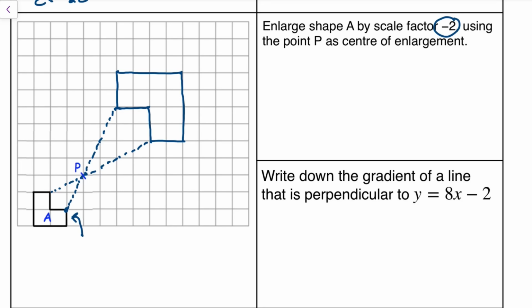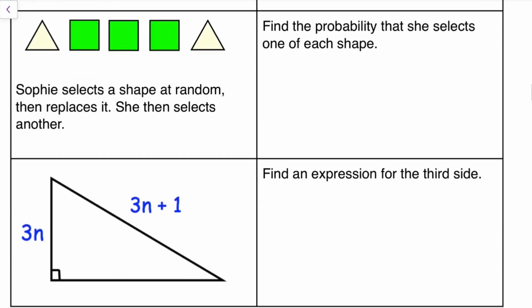Then it says, write down the gradient of a line, which is not to do with it at all. Write down the gradient of a line that is perpendicular. Perpendicular means that I have a negative reciprocal gradient. So the gradient of this is 8. Negative reciprocal is minus 1 over 8. And what does it want? So it's write down the gradient of a line. Well, there we go. I've done the gradient. Doesn't want a line, just wants the gradient, minus 1 over 8. Very different questions, not connected at all, but is what it is.